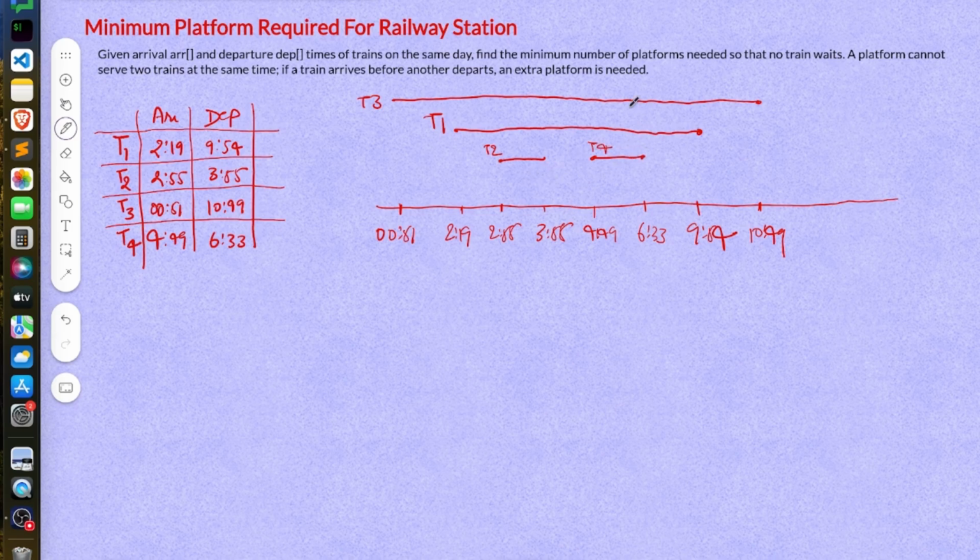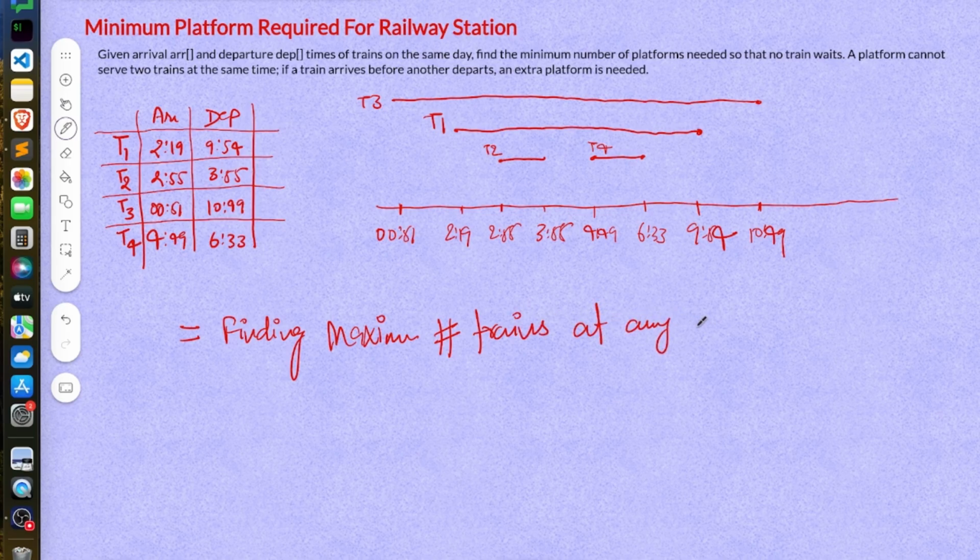So in this problem, we had to find out what is the minimum number of platforms needed so that no trains wait, right? If you think about it, finding the minimum number of platforms so that no trains wait is exactly equal to finding the maximum number of trains at any particular time. This statement is exactly same as this one.